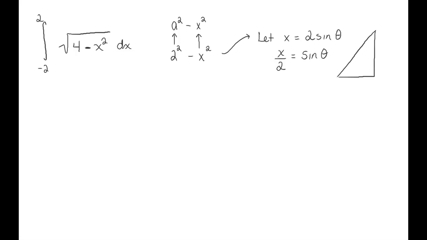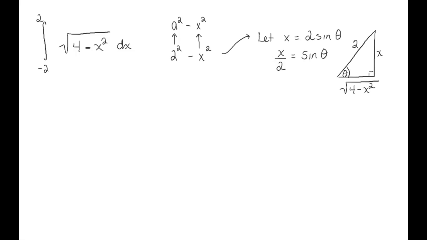So I'm going to draw my angle theta. And again, my personal preference, I like to put it down to the left-hand side of the triangle. If you put it up at the top, it doesn't really matter, as long as you label your triangle consistently. So sine of theta is x over 2, opposite over hypotenuse. And the missing side is that square root of 4 minus x squared.